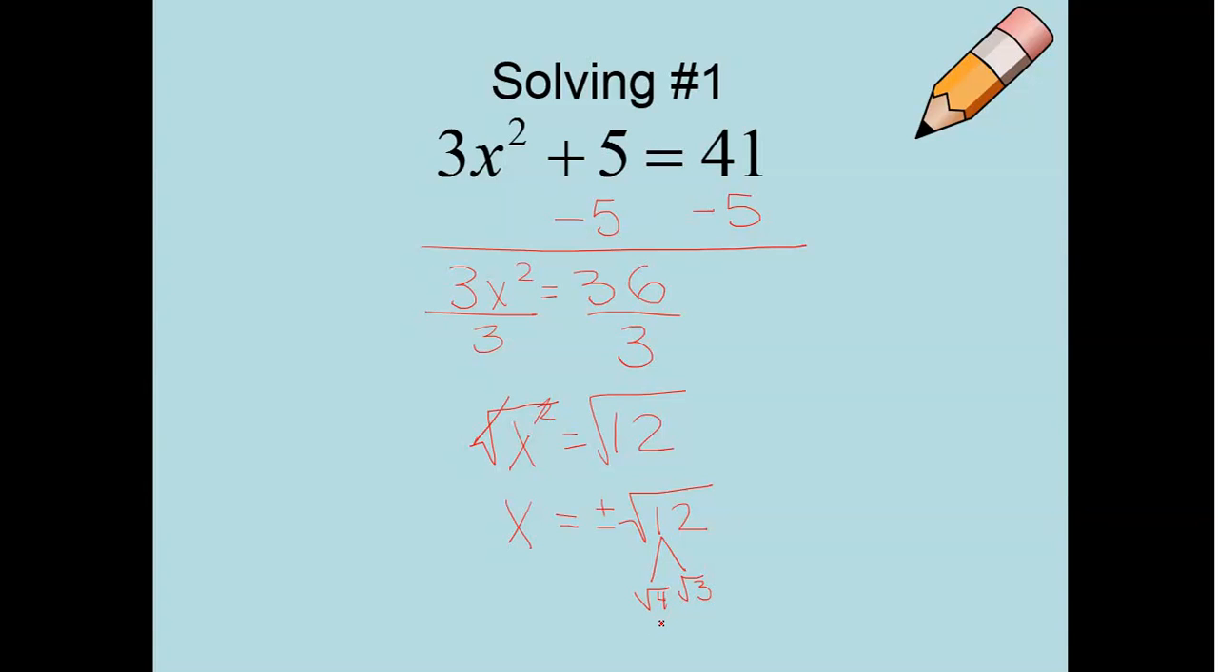If I multiply. Well, the square root of 4 is 2. Square root of 3, that's just 1.6, something like that. So I can rewrite square root of 12 as 2 square root of 3. So I have an answer of x equals 2 square root of 3. And then don't forget about your plus or minus in the front.